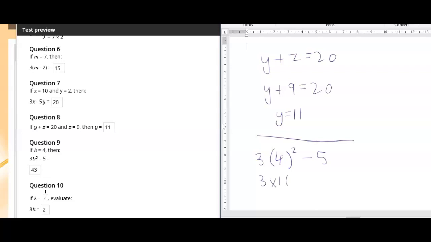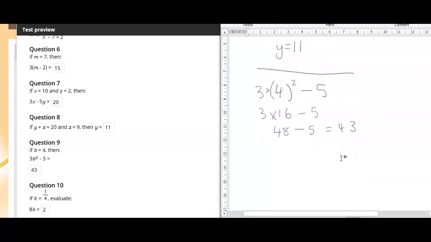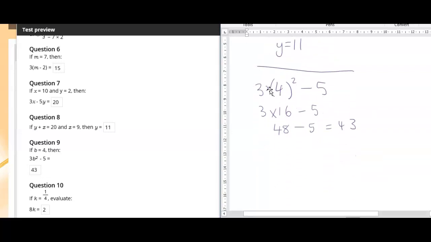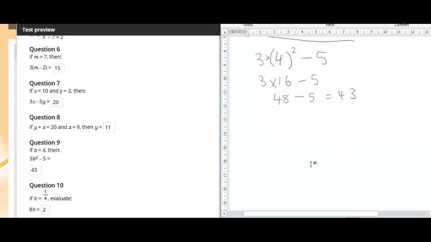So it's going to be 3 times 16. So 3 times 4 squared, 3 times 16 minus 5. Now, according to BODMAS, we need to do the multiplication first. So 16 times 3, or 3 times 16, gives you 48. And then minus 5, and your answer is 43. Don't see the b squared or 4 squared as 4 times 2. It is 4 times 4.